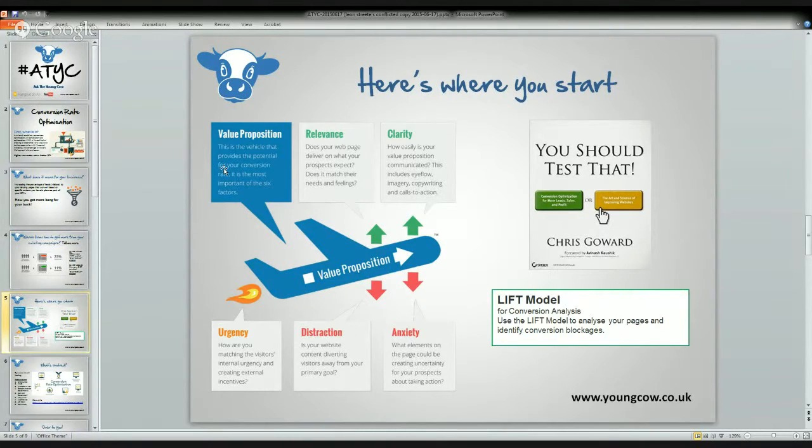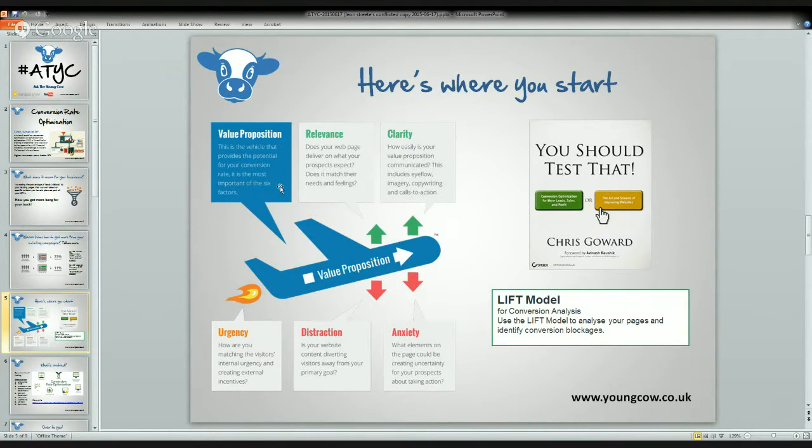You start to look at what is your value proposition that you're offering. So this is the vehicle that provides the potential for your conversion rate. It is also the most important factor of the 6 featured items in the lift model right here. So value proposition, what is it that sets you apart? What is it that you're offering the person when they come to your landing page? So what is it that's going to take them over the finishing line to actually commit to wanting to either buy your product or fill in a form so that they opt in, or submit a form that gets them to email you, which you can then follow up on? What is the value proposition that you're offering?